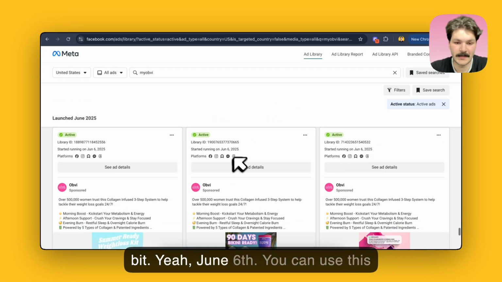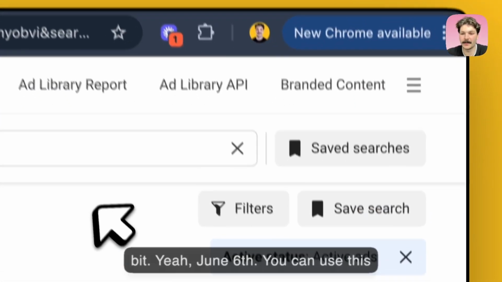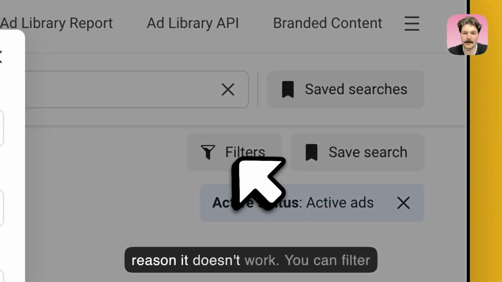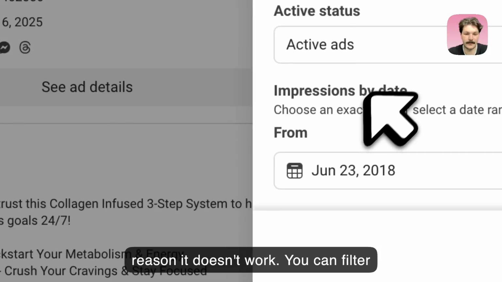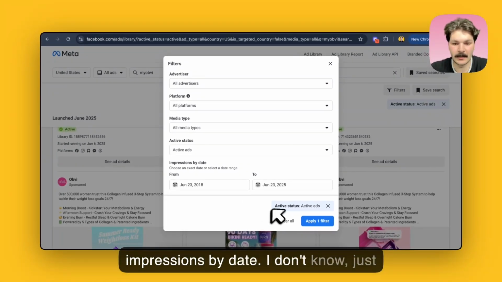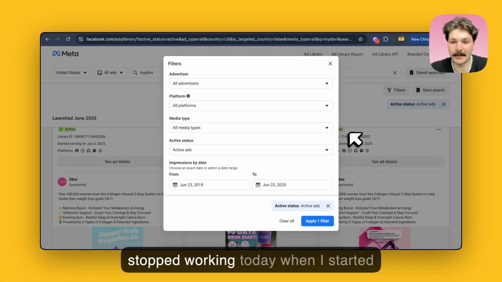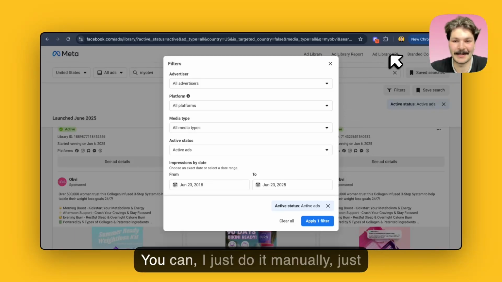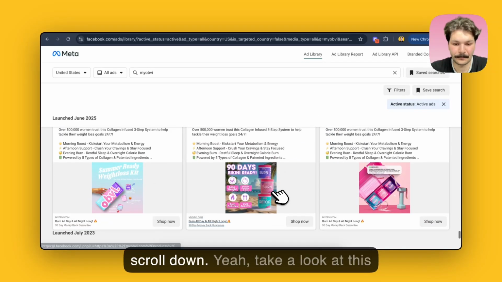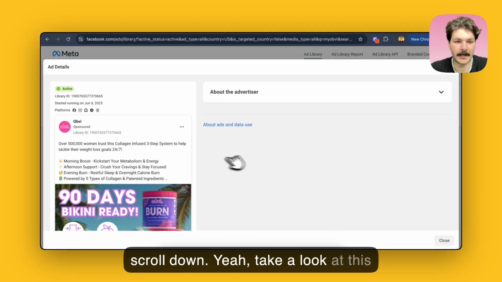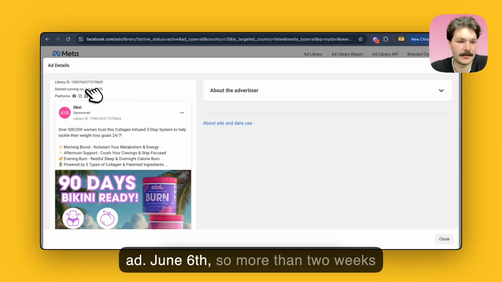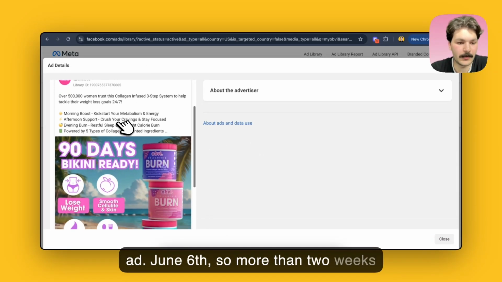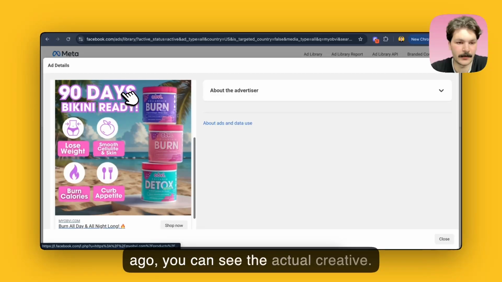Yeah, June 6th. You can use this filter right here, but for me, for some reason, it doesn't work. You can filter impressions by date. I don't know, it just stopped working today when I started recording this video. I just do it manually, just scroll down. Take a look at this ad. June 6th, so more than 2 weeks ago. You can see the actual creative.